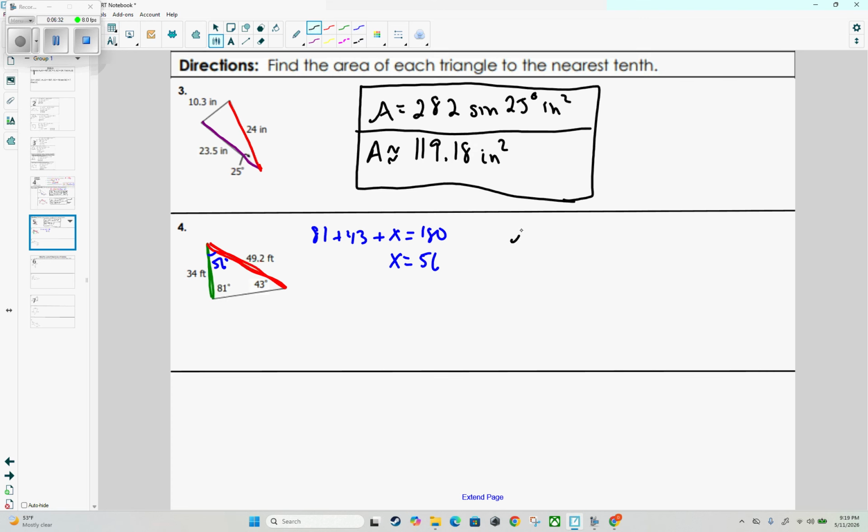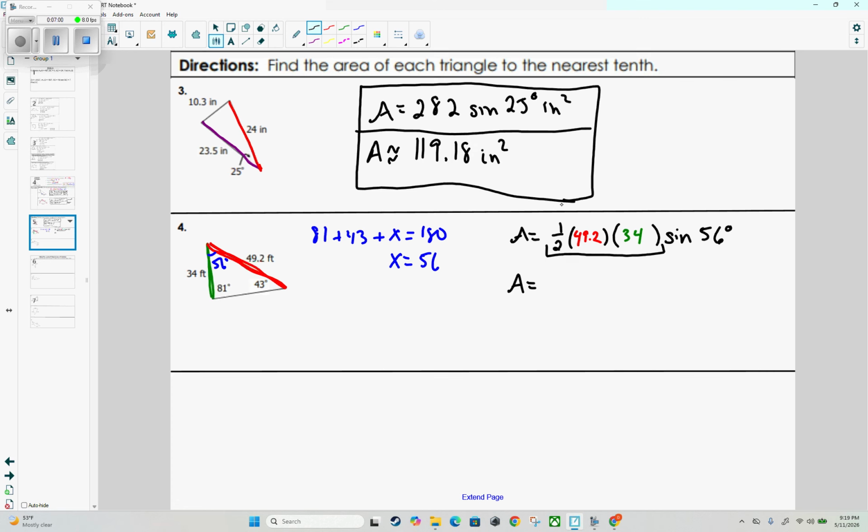So I'm going to plug in 56, and now I can find the area of my triangle using my area formula. So I got 1/2, and again, I'm going to plug in the red side and the green side, and then I have sine of 56. So going ahead and plugging in those numbers. So the red one was 49.2, and the green one was 34. And then again, I'm going to use a calculator. I'm going to simplify, and by simplifying, I'm just going to basically multiply those 3 things together. That gives me my exact answer.